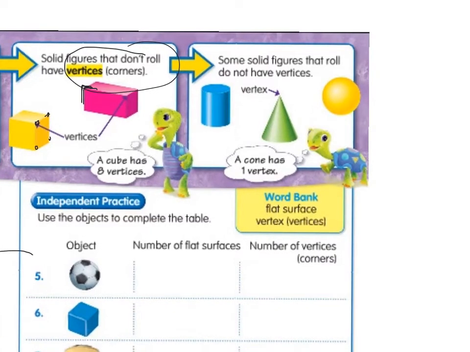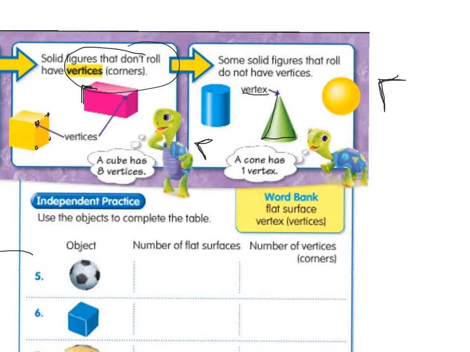And then solid figures that roll do not have vertices. Okay, a ball has no vertices. There's no corners like this. Cylinder, no corners. Now, there is something called a vertex on the cone.